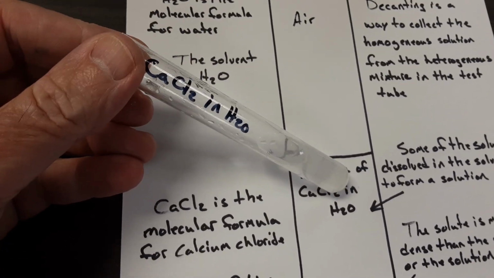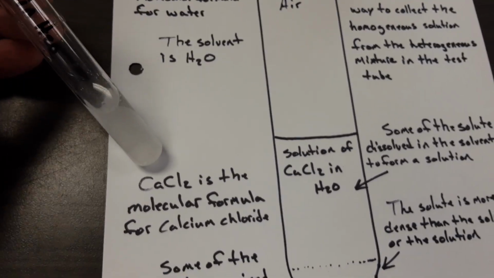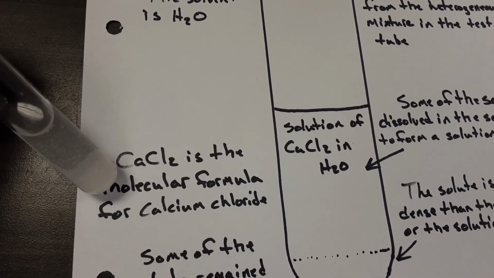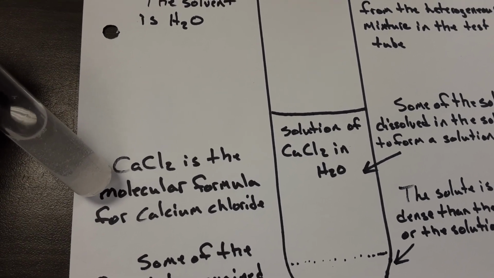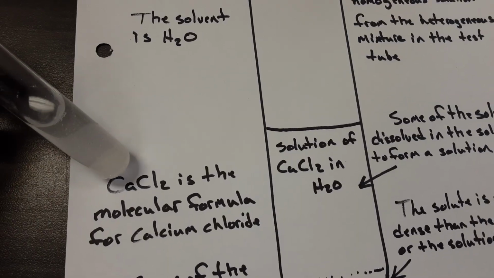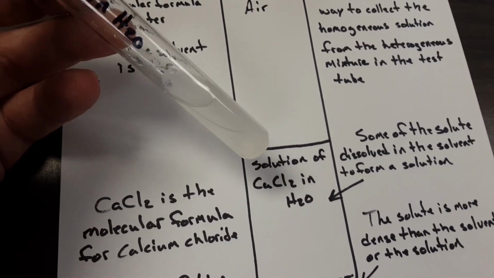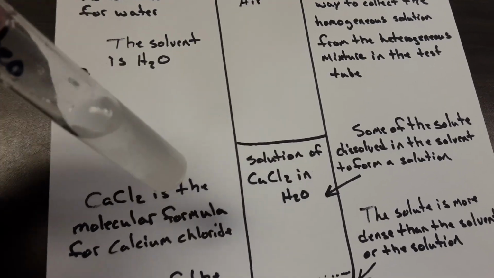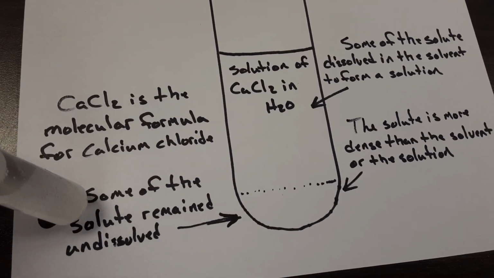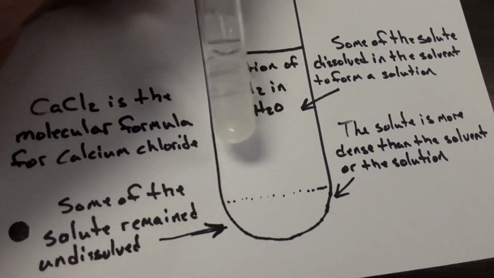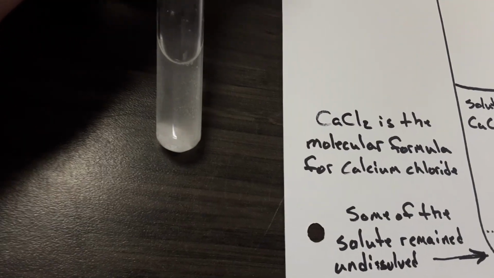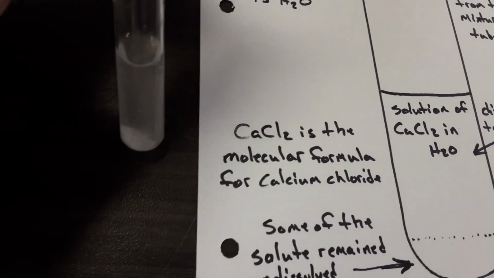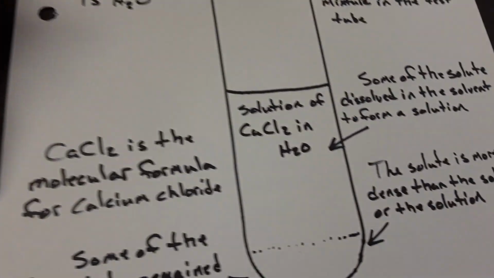So in the calcium chloride mixed with water, this is the molecular formula for calcium chloride. So molecule is one of our new vocabulary words. The molecule of calcium chloride represents a pure substance. Since this is a mixture inside the test tube, we no longer have just a pure substance. Some of the solute remained undissolved. So at the bottom of this test tube, we can see that there remains some solid solute. It's getting dissolved, but it's not yet there.